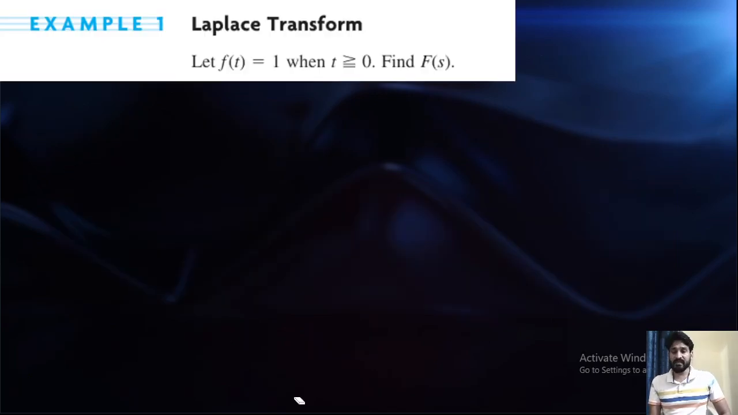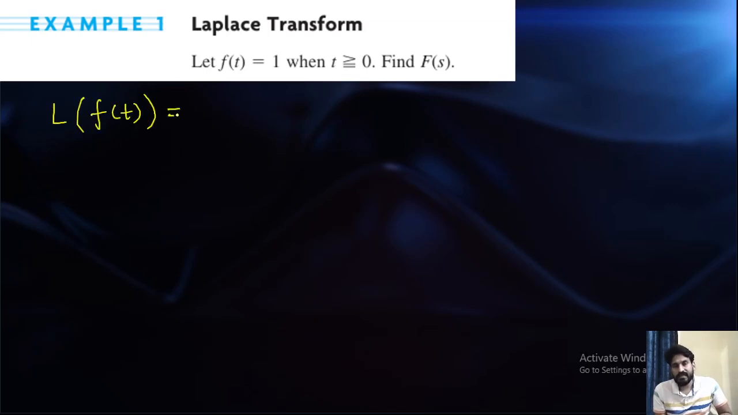This is my example number 1. Please try to calculate: let's suppose my f of t is equal to 1, defined for t greater than or equal to 0. Find F of s. Meanwhile, let me give you the answer if anybody solved this question. It is very simple. If I want to do the Laplace of f of t, it is the integration from 0 to infinity of e raised to power minus st multiplied by f of t. The f of t value is 1, so it is 1 into dt.